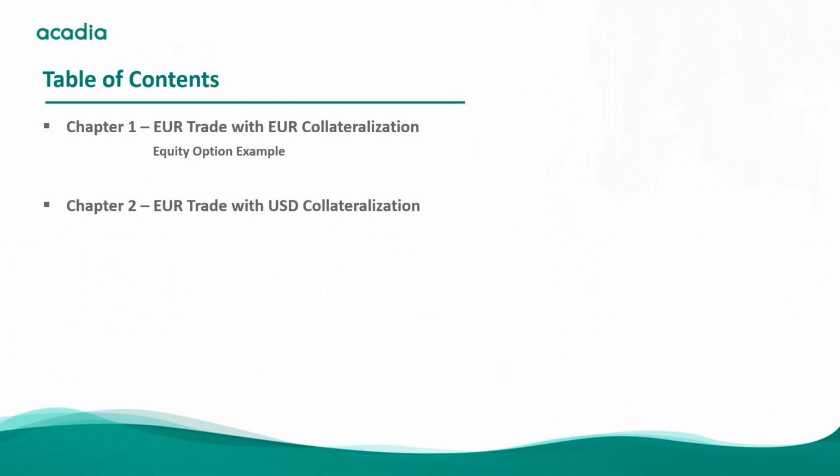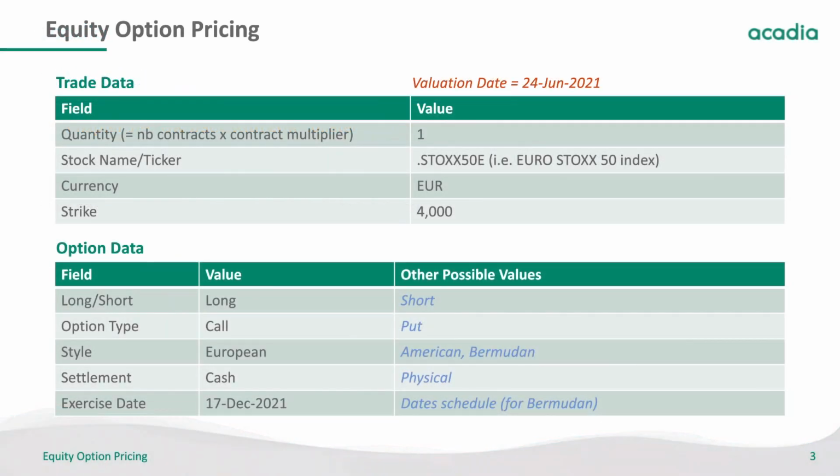To do so, and to make it easier to understand the increment of data needed to configure this, we will be using the data from the equity option example video as a base and expand from there. Let me remind you very briefly what the initial configuration looked like. We wanted to perform an NPV pricing on a European equity option with implied volatility on the Euro Stoxx 50, so with a euro denomination. And the reporting currency was also euro, so no FX conversion needed.